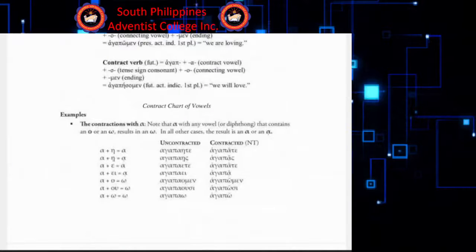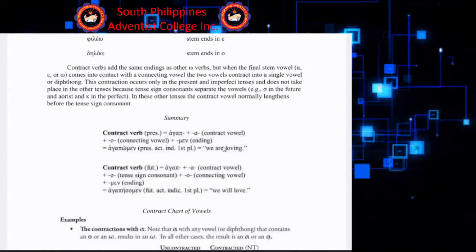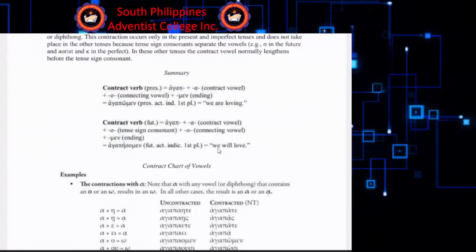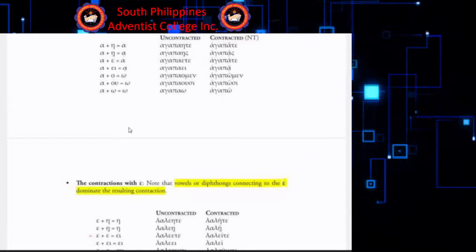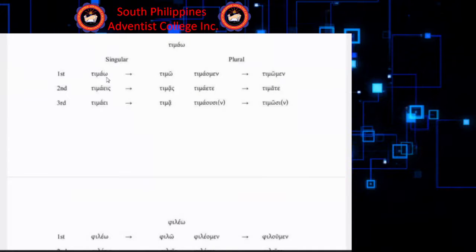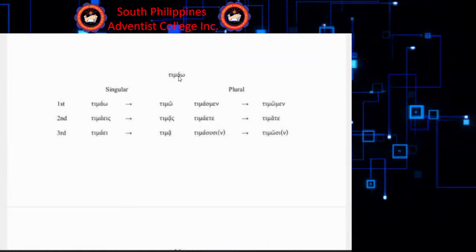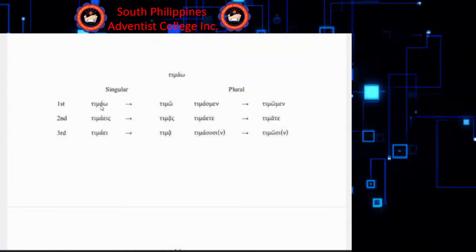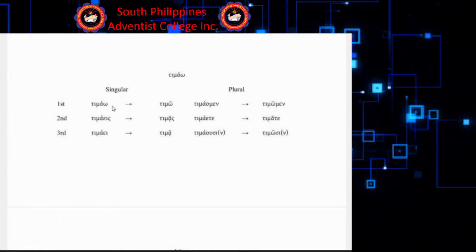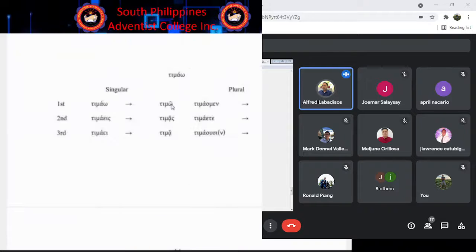No, contraction. So when a verbal stem ends in the vowels alpha, epsilon, and omicron, it will go through contraction. So for example, here we have the word timao. The verb stem here is tima, no? Tima, and tima ends in alpha. So what happens is when alpha is followed by omega, there is a contraction that happens. Okay, so it becomes omega.